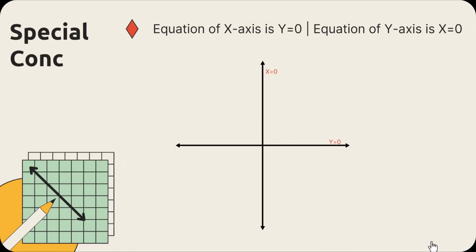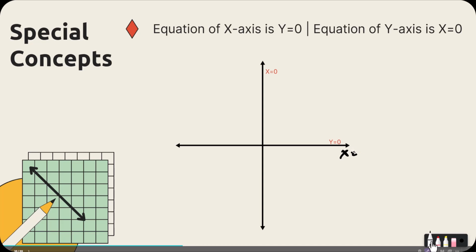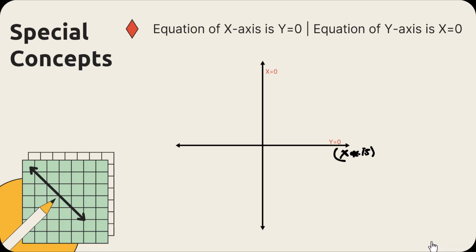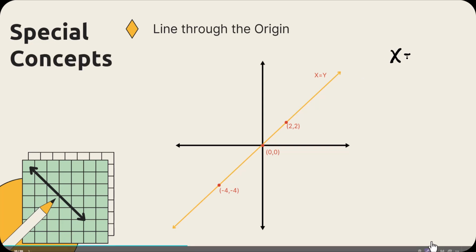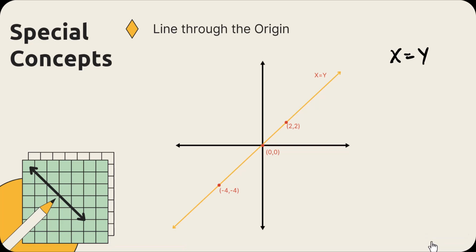Next, we have equation of x-axis is y is equal to 0. So if you think about it, what is the equation of x-axis? This is the x-axis. What is the y value here? There is no height, right? So in the x-axis, we have y is equal to 0. In the y-axis, we have x is equal to 0. Very simple. Then we have a line through the origin. How will the line through the origin be? It will be x is equal to y, right? If x and y values are same, we can create a line through the origin.